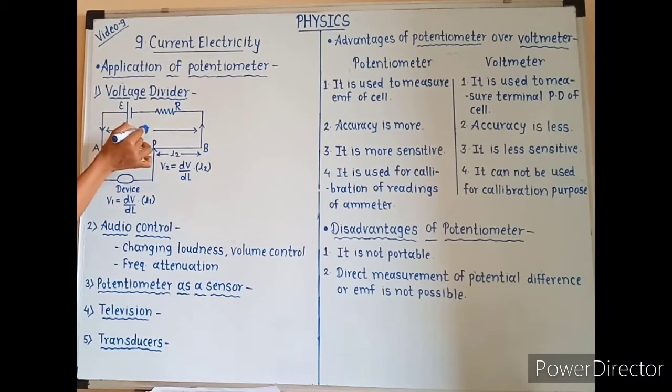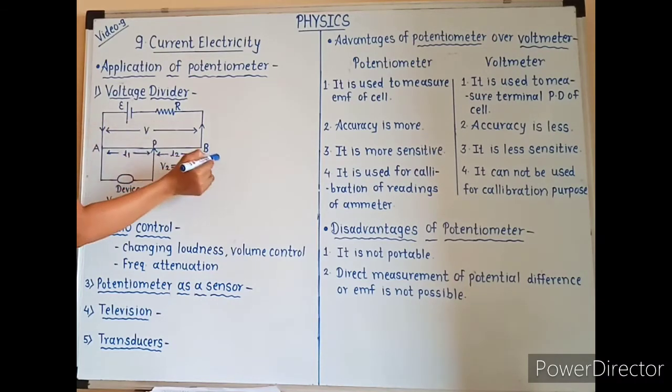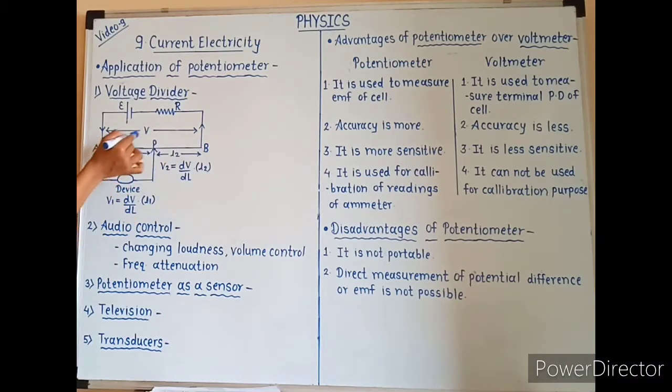The voltage V is set up between the points A and B of the potentiometer wire. As this potentiometer is used as a voltage divider, this voltage V divides in the proportion of lengths L1 and L2. So the voltage V divides into two parts, V1 and V2, where V1 is the voltage across the length AP and V2 is the voltage across the length PB.